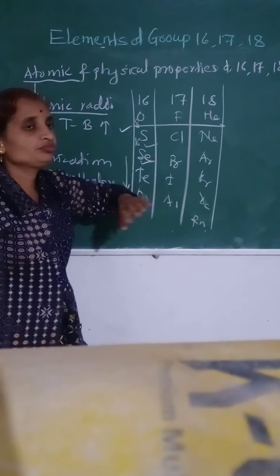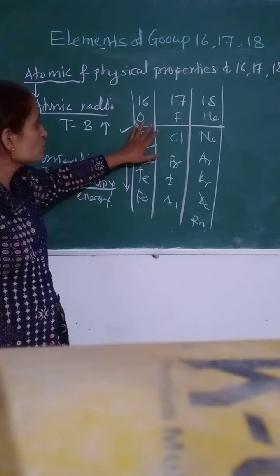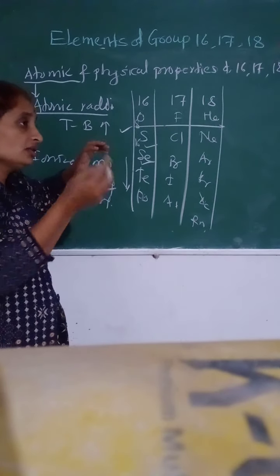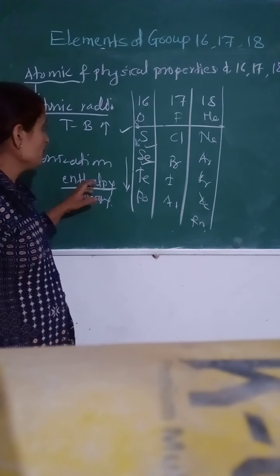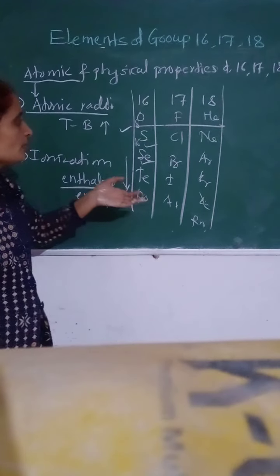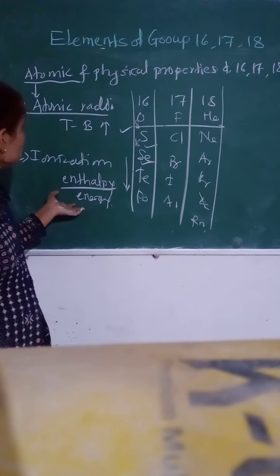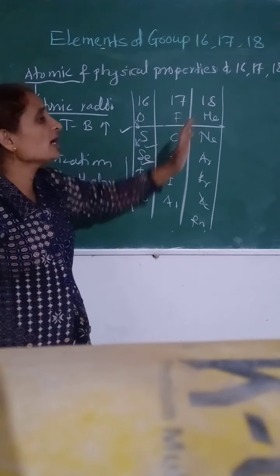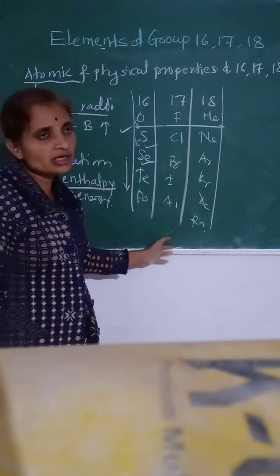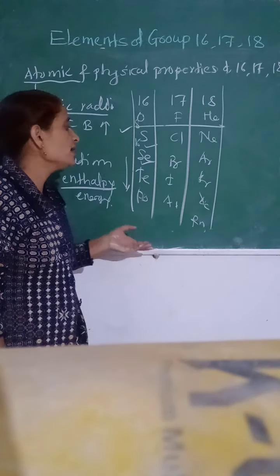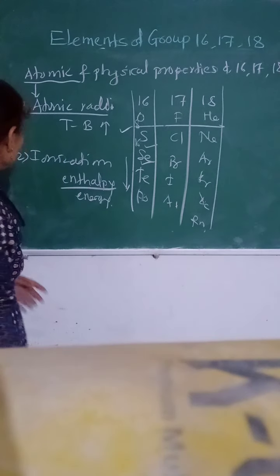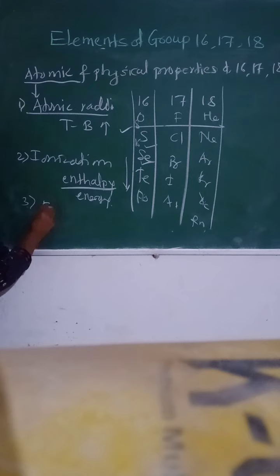From left to right, from oxygen to fluorine, the electron enters in the same shell, and the ionization enthalpy required is greater. Similarly, the ionization enthalpy from left to right increases. But top to bottom it decreases, because the number of shells is added. As shells are added, attraction decreases, then ionization enthalpy also decreases. Then the third property is electronegativity.